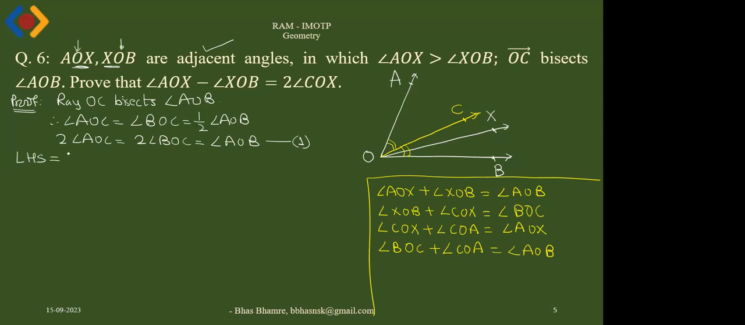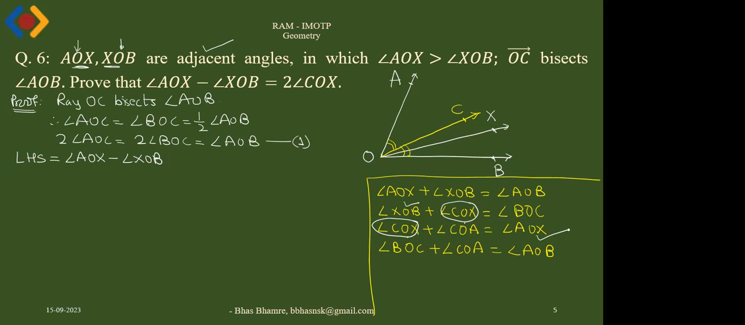So LHS is angle AOX minus angle XOB. Now I have some equalities because of the adjacent angles, and I want COX to come into play. So when COX is there is XOB, when COX is there is AOX.